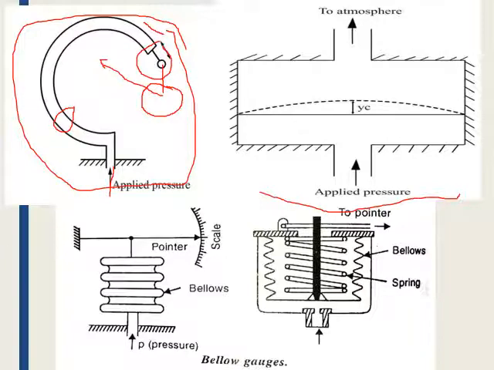it causes the deformation of this flat elastic member, and this deformation is sensed with the help of the gas which is present on the other side, and that is connected to other terminating devices, so that it can give the reading of the pressure which is created on the other end.